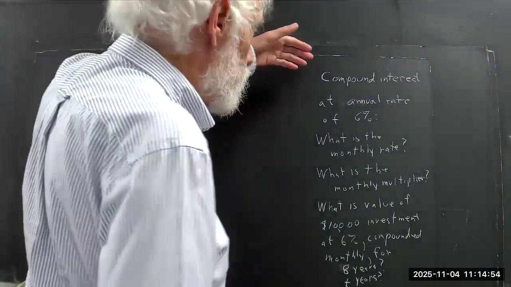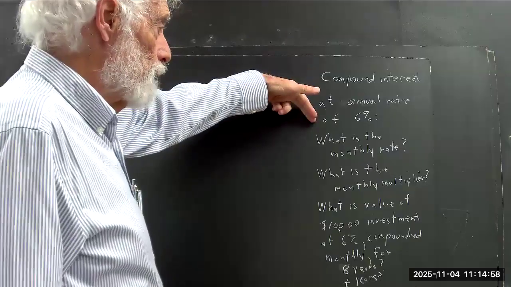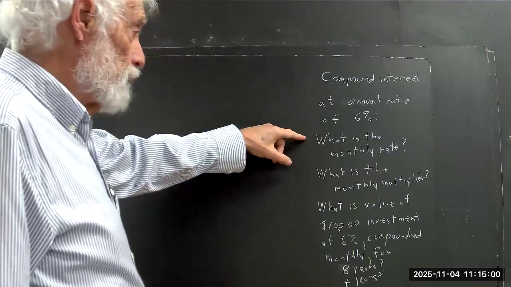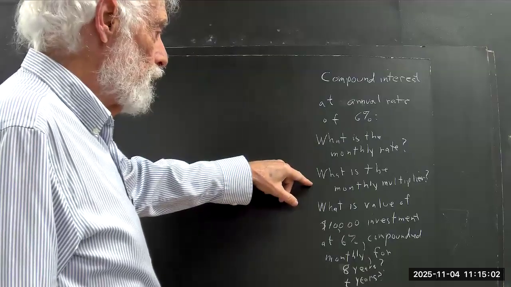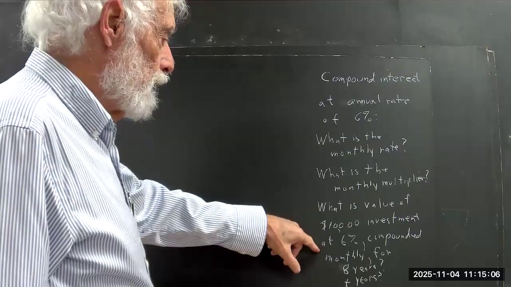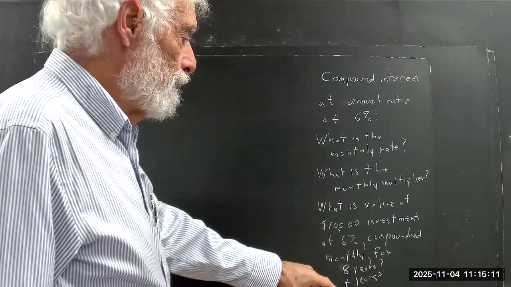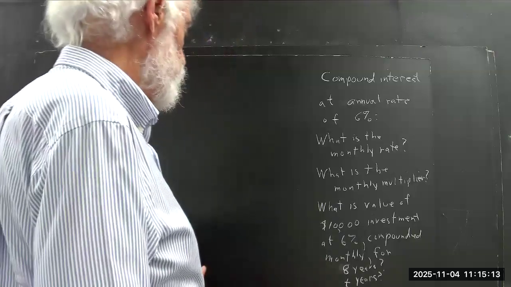Okay, we have a quiz here. We have compound interest at an annual rate of 6%. The question is, what's the monthly rate? What's the monthly multiplier? And then what's the value of a $10,000 investment at 6% compounded monthly for 8 years, and then for 2 years?